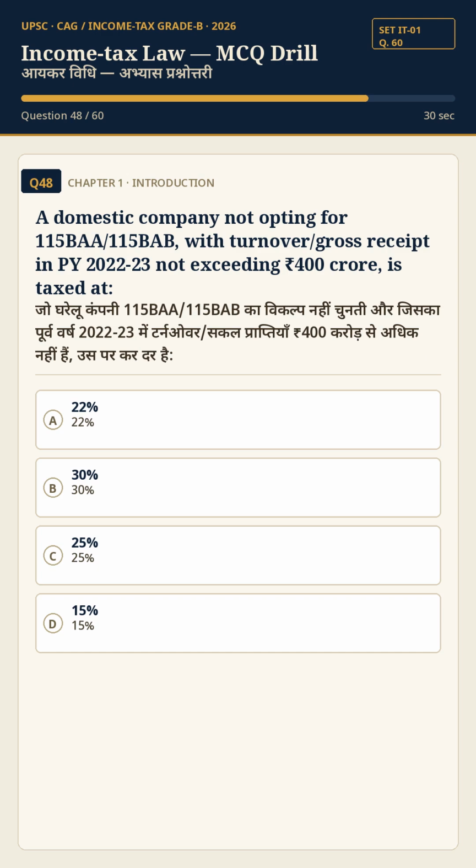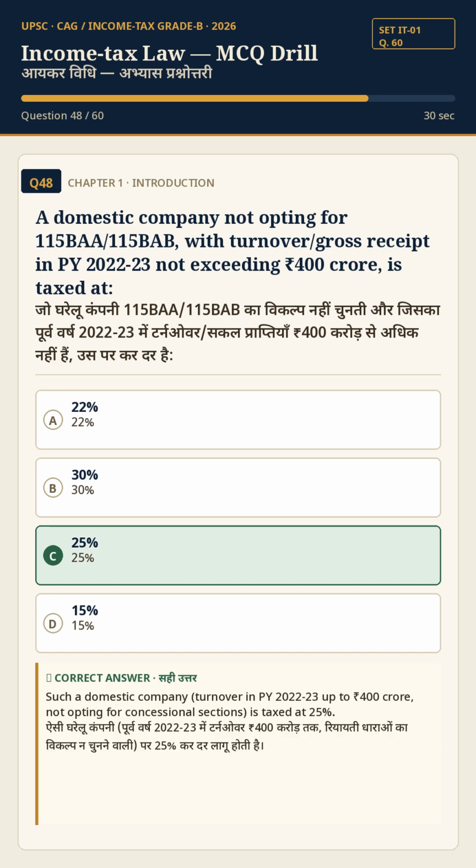Question 48. A domestic company not opting for 115BAA or 115BAB, with turnover or gross receipts up to 400 crore, is taxed at: Option A, 22%. Option B, 25%. The correct answer explanation. Such a domestic company, with turnover in PY 2022-23 up to 400 crore, not opting for concessional sections, is taxed at 25%.